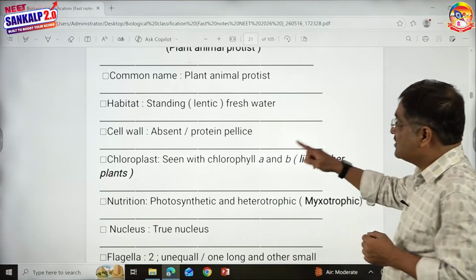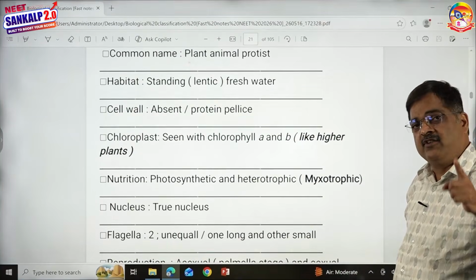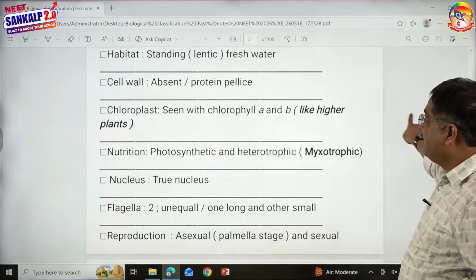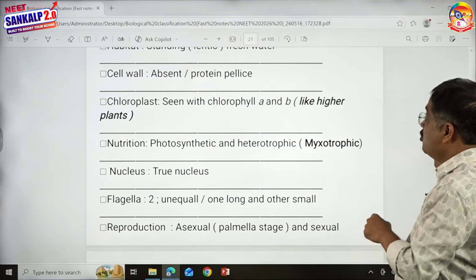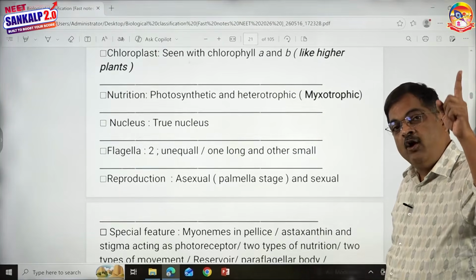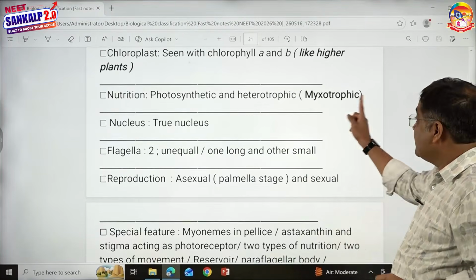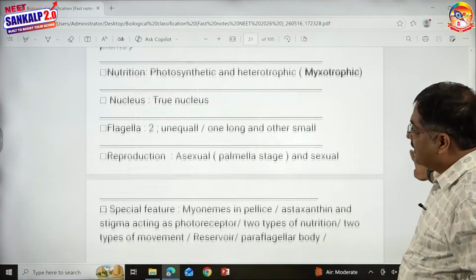All right, so cell wall is absent in euglenoids. What about diatoms and dinoflagellates? It is present. Chlorophyll A and B in euglenoids. What about diatoms and dinoflagellates? A and C. Nutrition, photosynthetic and heterotrophic. What about there? Photosynthetic only. Heterotrophic also in euglenoids. That's the reason it's called mixotrophic.